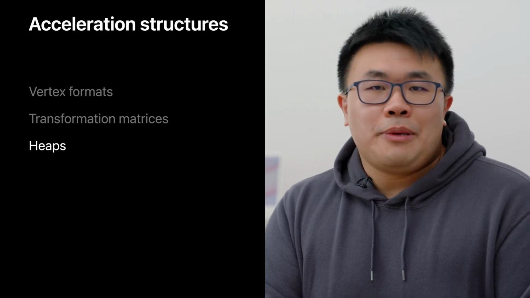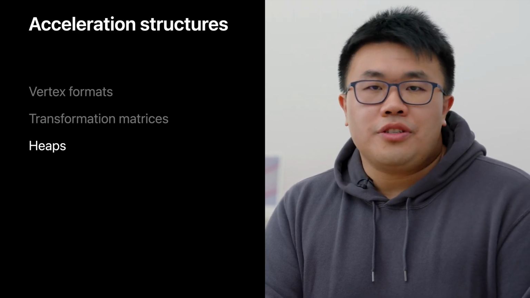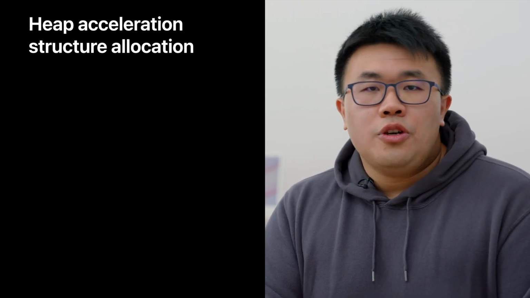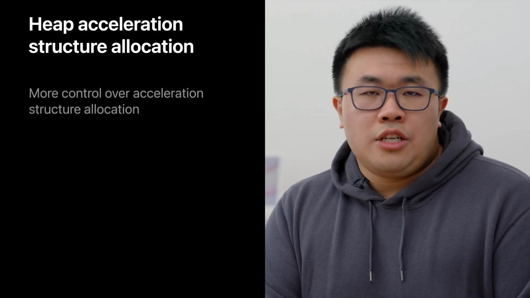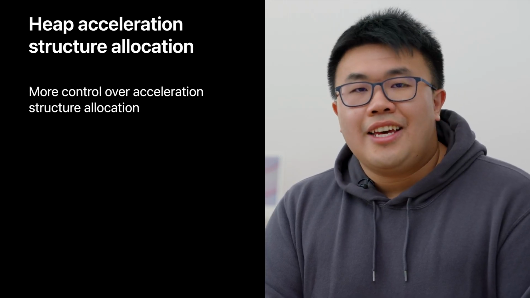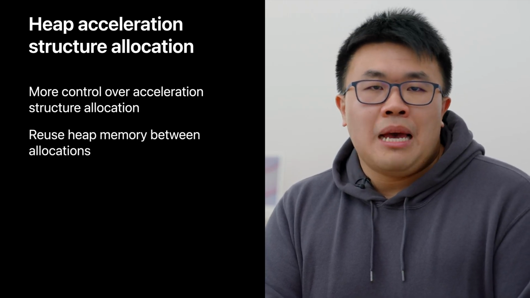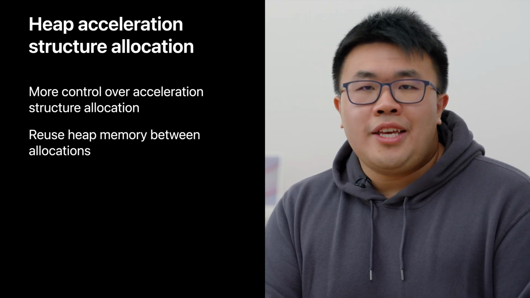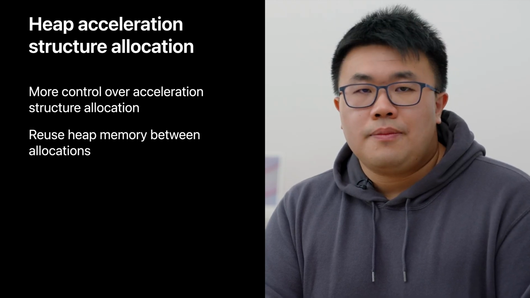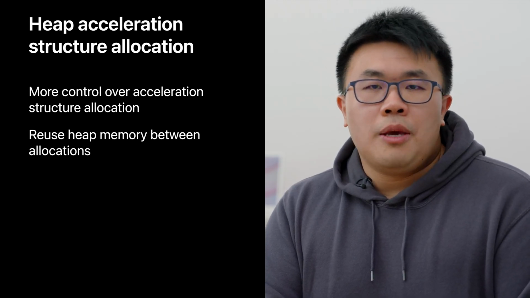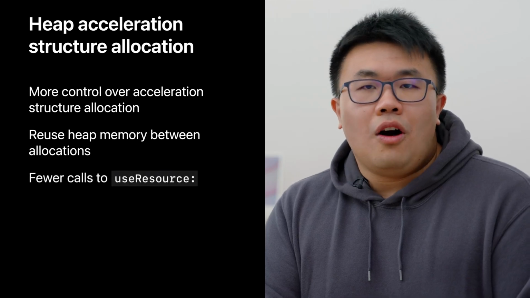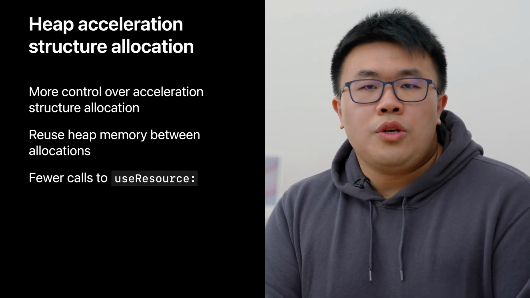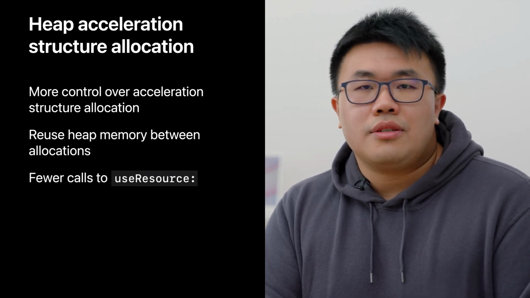Finally, heap allocation of acceleration structures has been one of our most requested features. With this feature, you now have more control over acceleration structure allocation. It also allows you to reuse heap memory between allocations, avoiding expensive buffer allocations. Heaps can also help improve performance by reducing costs to the useResource method when using instance acceleration structures.